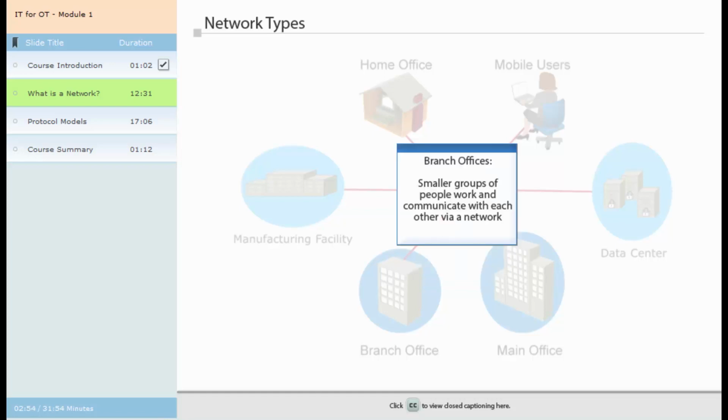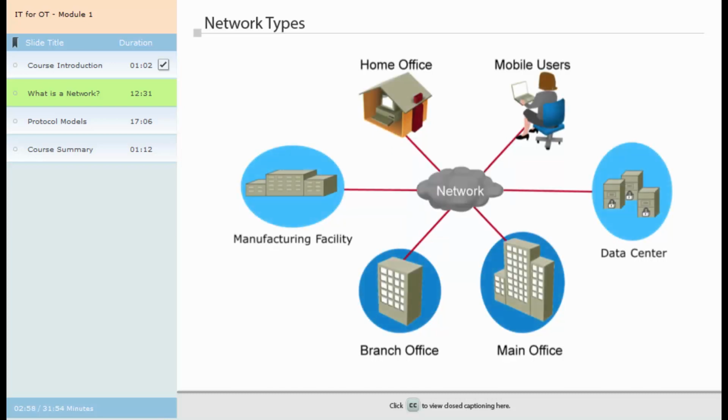In branch offices, smaller groups of people work and communicate with each other via a network. Although some corporate information may be stored at a branch office, these offices are more likely to have local network resources, such as printers, but they must access information directly from the main office.